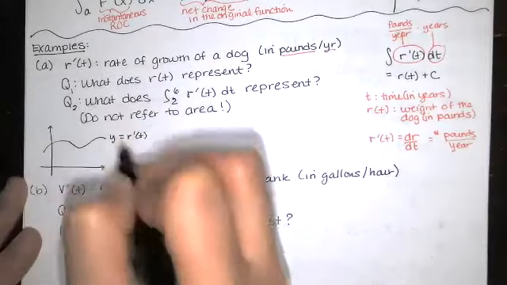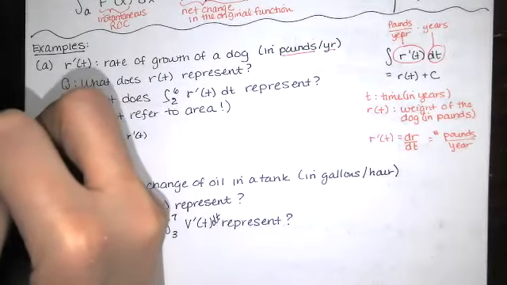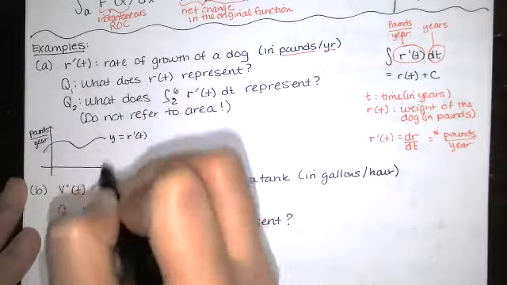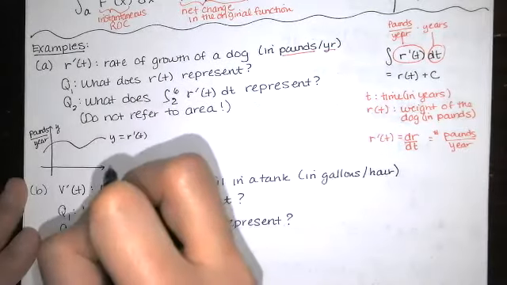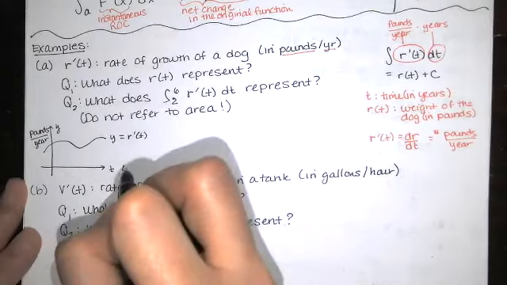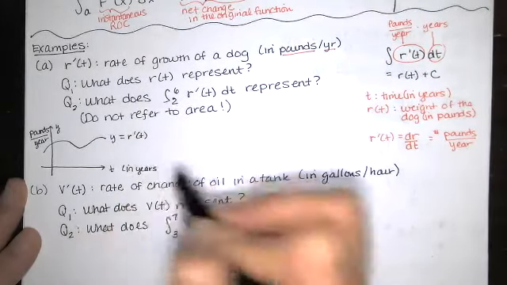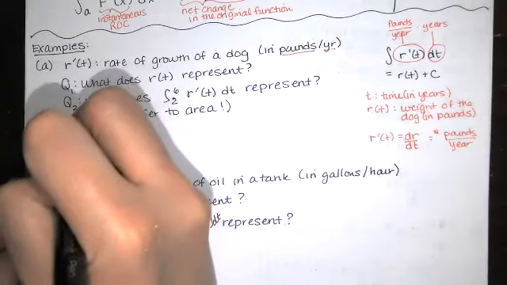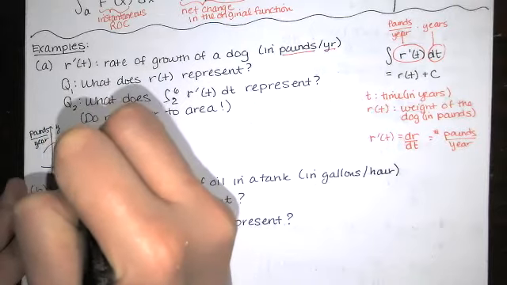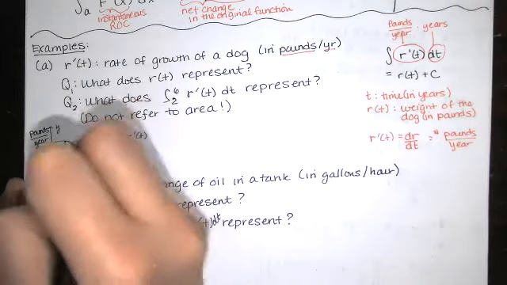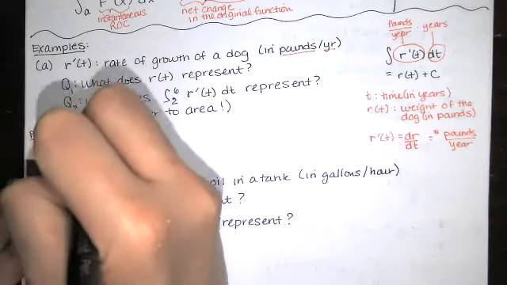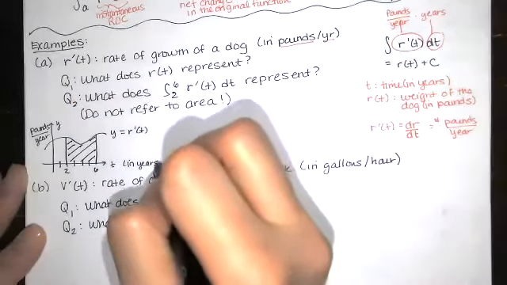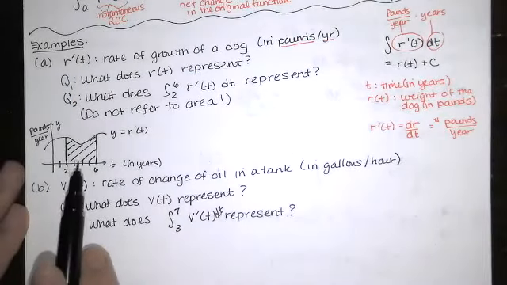And the units for r prime of t are pounds per year. That's on my y-axis, what used to be my y-axis, and this is t, that's time in years. And so if I'm looking at the area under the curve from t equals 2 to t equals 6, that's what we're looking at. We're looking at that area right there. The question becomes, what does that represent?